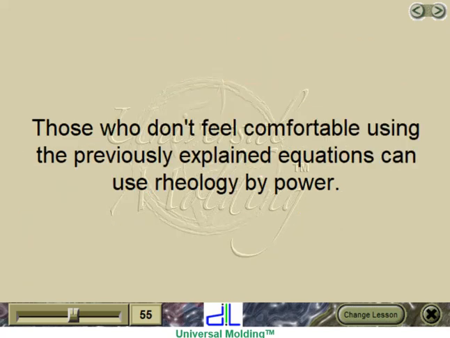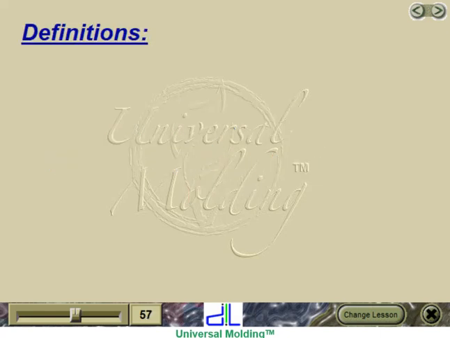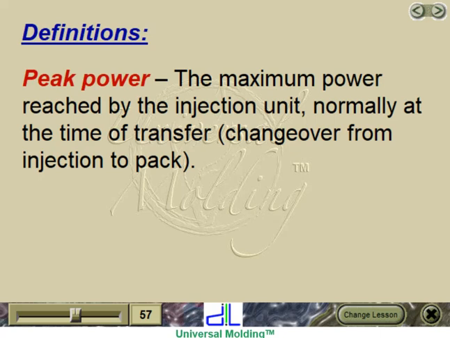The average pressure would be more representative, but very few machines provide this reading. Those who don't feel comfortable using the previously explained equations can use rheology by power. Another alternative is machine rheology by means of power, in which we graph injection time and the injection's peak power. Definitions. Peak power: the maximum power reached by the injection unit, normally at the time of transfer, changeover from injection to pack.